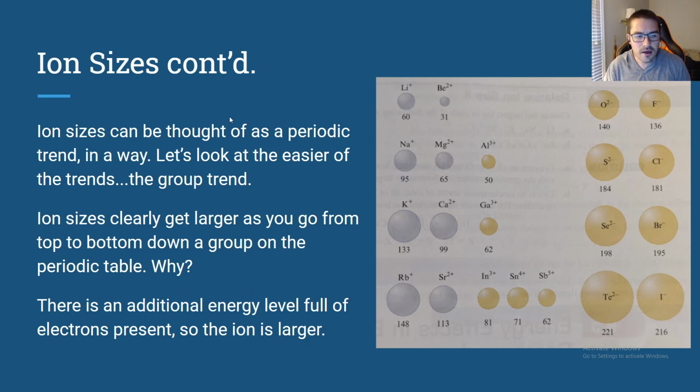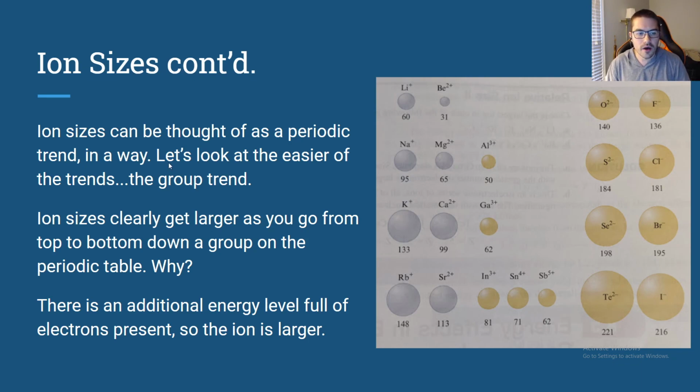Ion sizes can be thought of as kind of like a periodic trend in a way. There's this picture here which has actual sizes. These are in picometers, so very, very small. Once again, not really important what the actual number is. What we are doing is trying to understand how these sizes relate to one another. And if you were given a set of ions on an assessment or a homework assignment, could you predict which one was going to be larger and which one was going to be smaller, that type of thing?